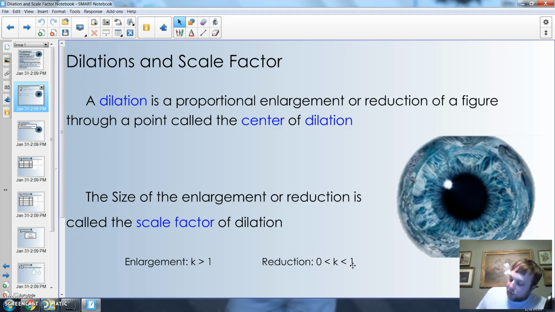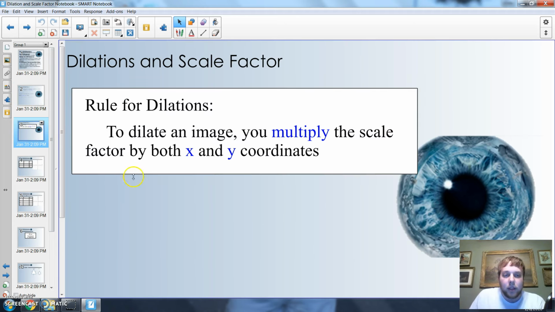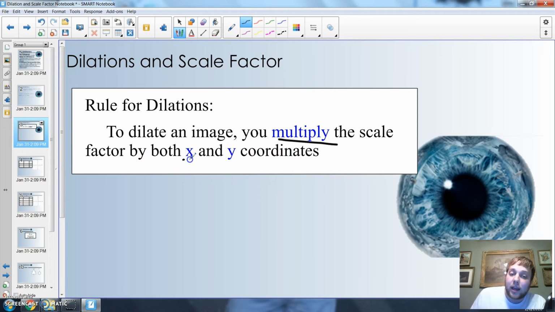Guys, we've dealt with this before when we're dealing with exponential equations and growth and decay. Once again, if you have half of something, it's going to shrink it in half. The rule for dilation is to dilate an image, you multiply the scale factor by both your x and your y. So you need to multiply both x and y coordinates.